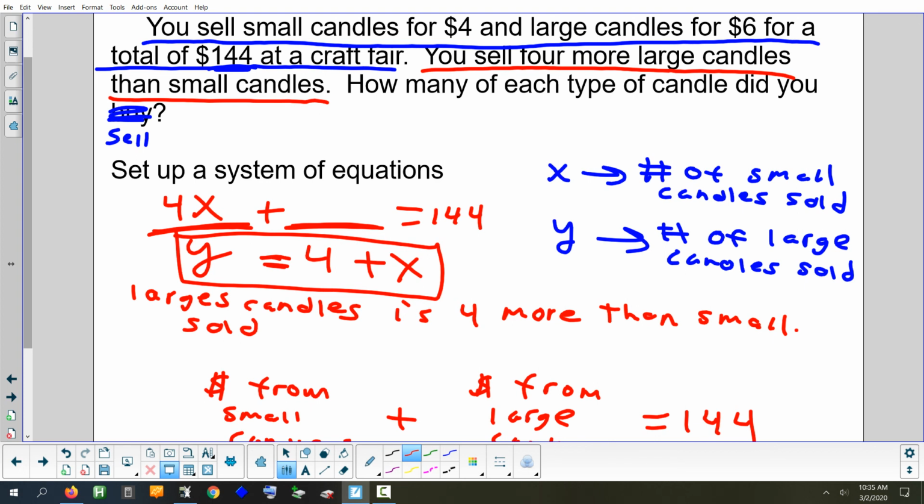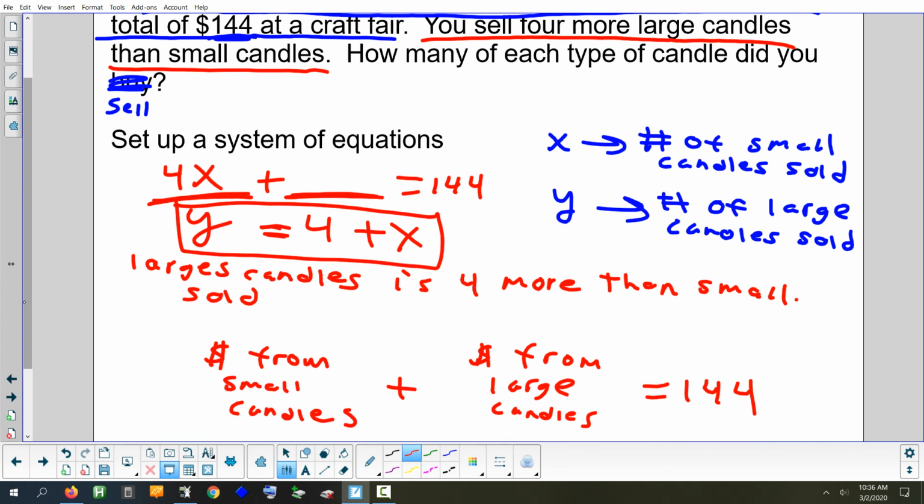Now, large candles. How much does each large candle sell for? $6. And how many of them did you sell? We sold Y of them. So if you sold 2, 6 times 2. 12, 6 times 12. Y, 6 times Y. And that is your second equation.